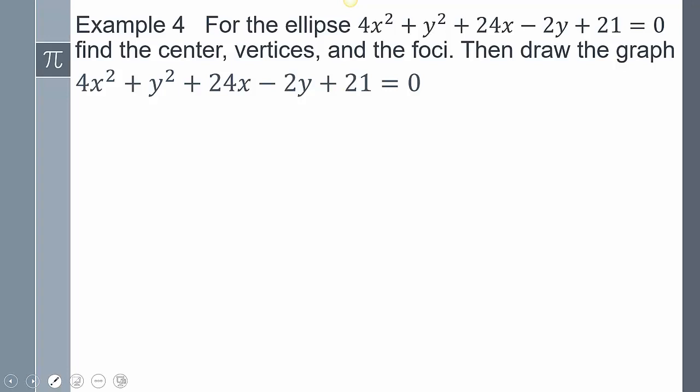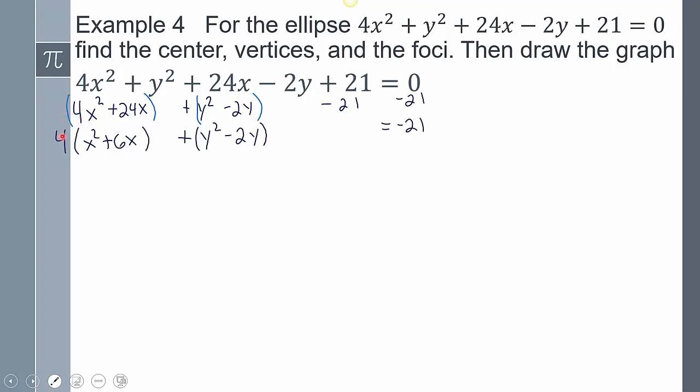Example 4, we're going to look at a standard form equation of this. And so once again, we're going to have to complete the square. So I want to group my x's together, and I group my y's together. That's why I have 4x squared plus 24x, my y squared minus 2y, and then I subtracted 21 on both sides. So grouping my x's and my y's together, here I have to factor out the a, the 4, so I get x squared plus 6x. There was nothing to factor out there.